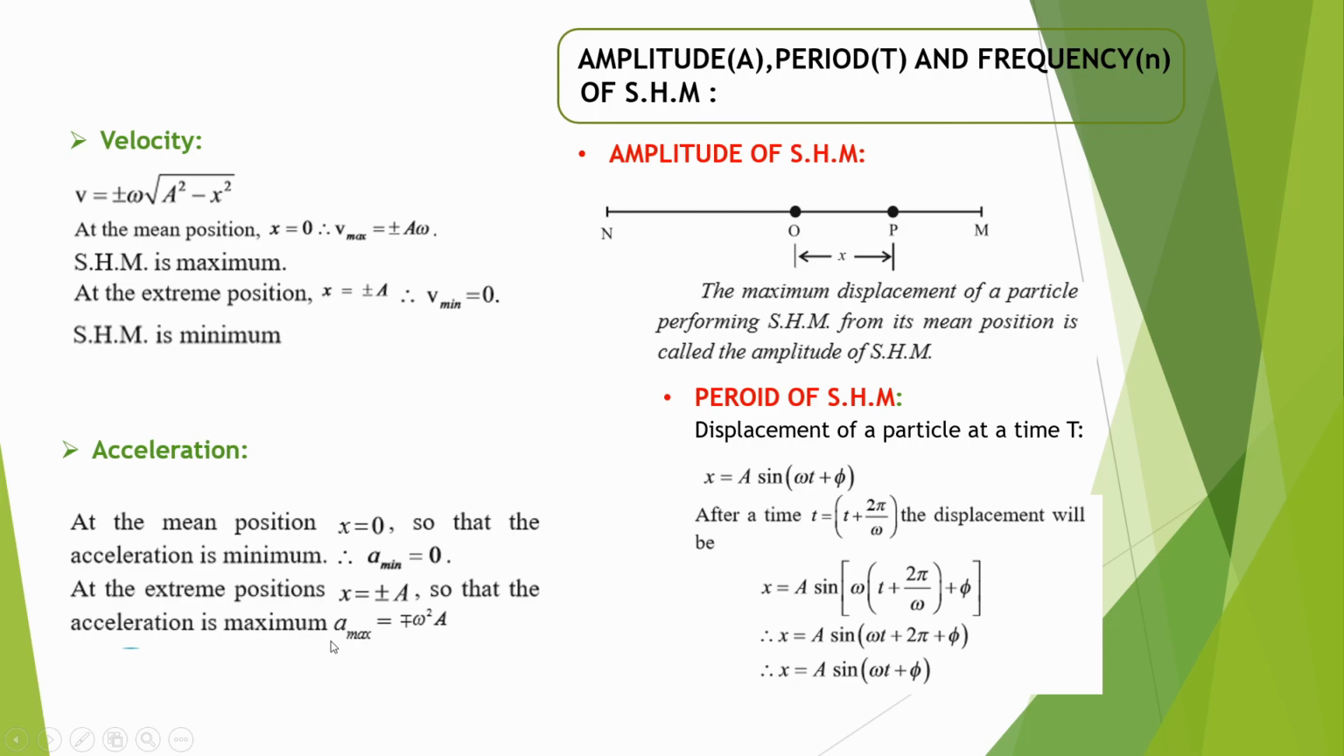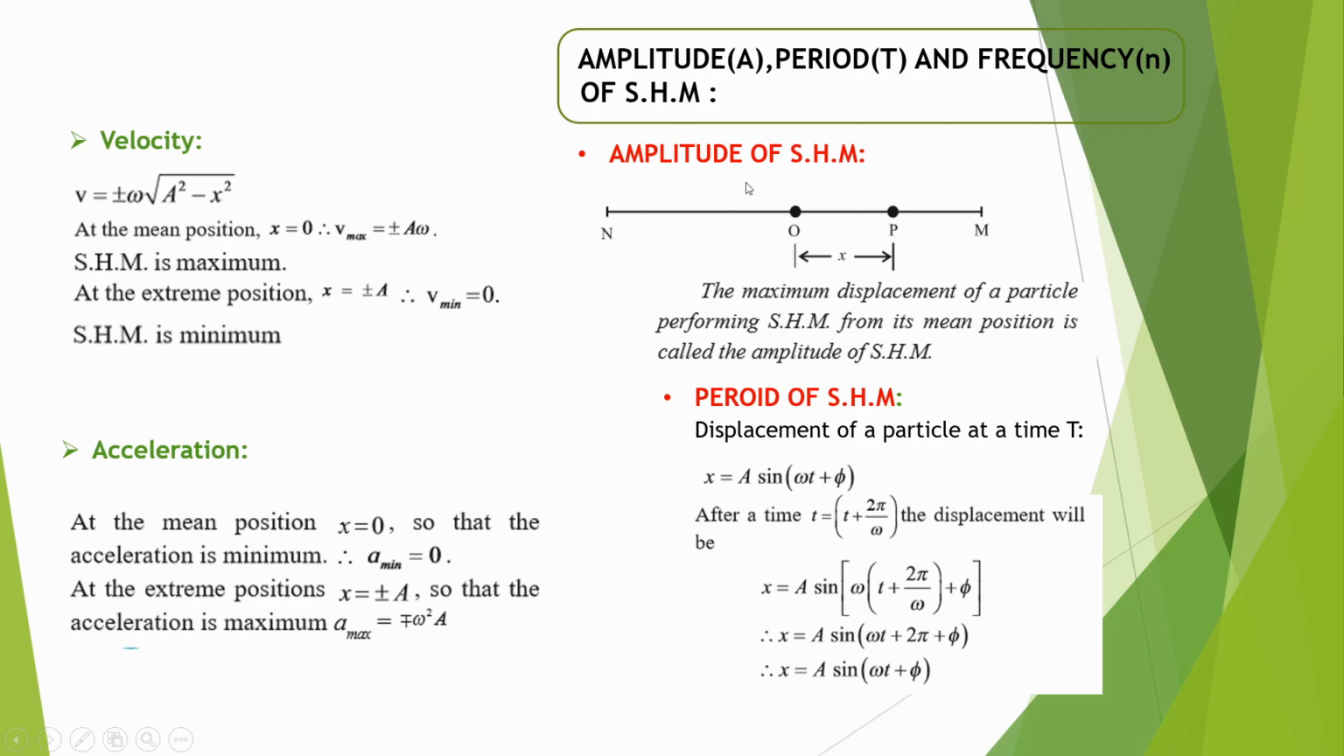Then let us see the next topic, amplitude, period and frequency of SHM. In this figure, MN is the straight line path and O is the mean position. Let us consider a particle P, and this particle P performs linear SHM along the straight line path MN about the mean position O.